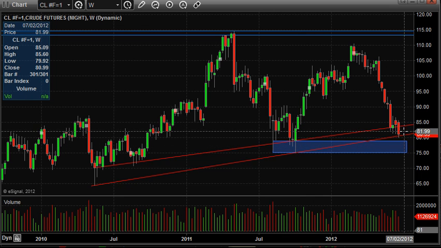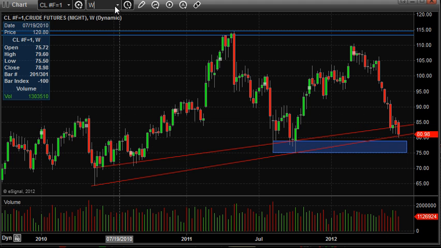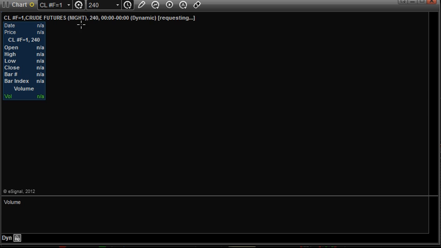Yesterday we had a pretty big down day in crude oil. It's trading right at the lower end of its range. It still has a blue box for support down here, but overall this chart pattern here is looking pretty bearish. Let's just take a look at the 4-hour chart.